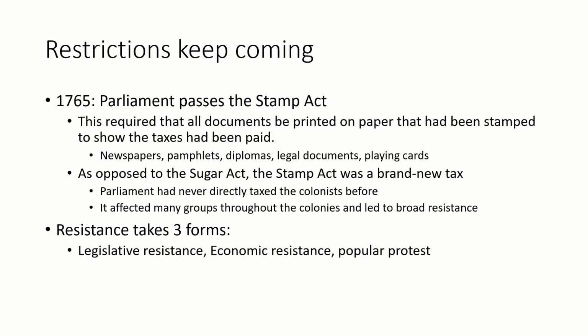Also, unlike the Sugar Act, which primarily focused on and affected merchants, the Stamp Act directly affected numerous groups throughout the colonies, including printers, lawyers, college graduates, even sailors who played cards. So this led in part to a more broad and popular resistance. Now, the resistance to the Stamp Act took 3 forms, distinguished largely by class: legislative resistance by elites, economic resistance by merchants, and popular protest by common colonists.